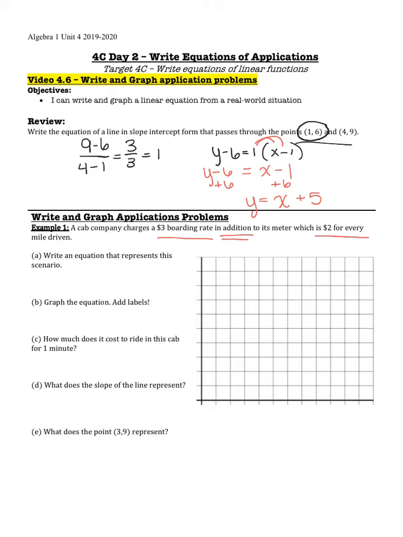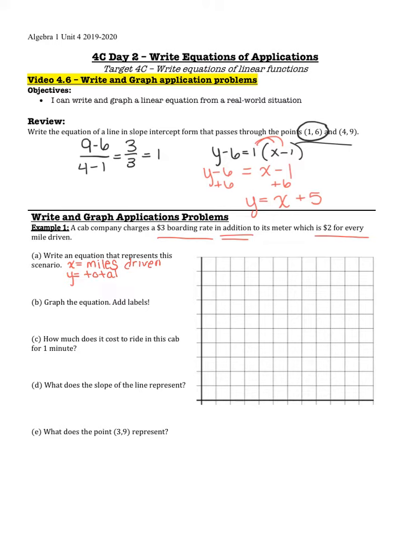Well, let's talk about defining our variables first. We're going to have x and y. We've got two things we're comparing here, right? I would say we're comparing a charge, like your total, and the amount of miles that we drive. So let's make x the miles driven, and y will be our total cost. Our miles that we drive affect our cost, so that makes sense that it would be our x and on our independent axis.